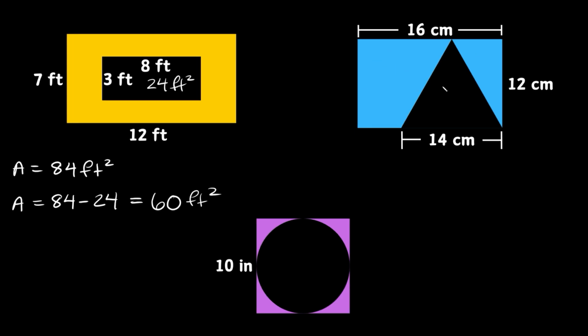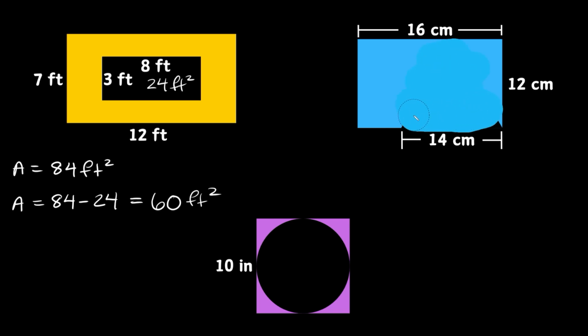All right. Let's go to this next one over here. So we have this blue rectangle, but then there's this triangle shape that's cut out, or it's missing, right? So again, let's take the area of the whole shape first. So ignore the triangle for now, okay? What's the area of the whole rectangle?